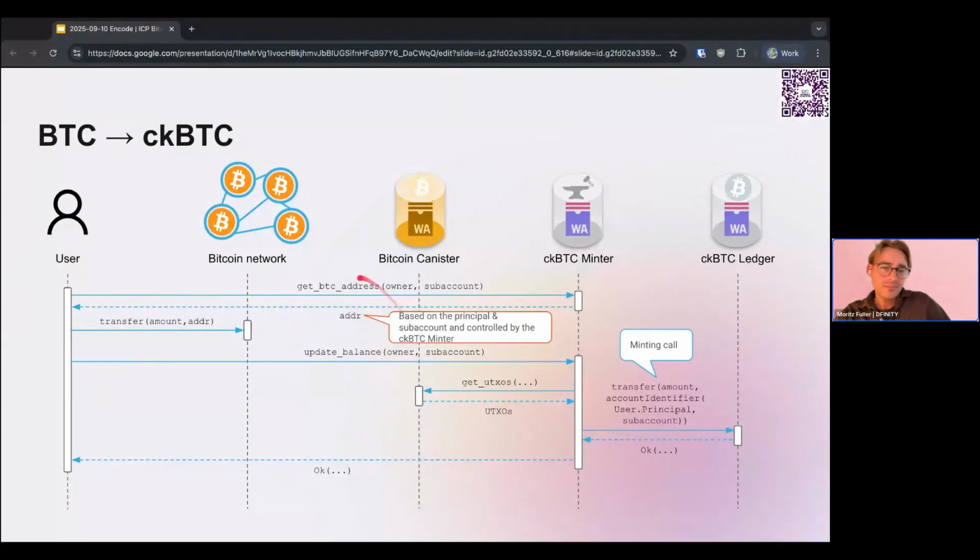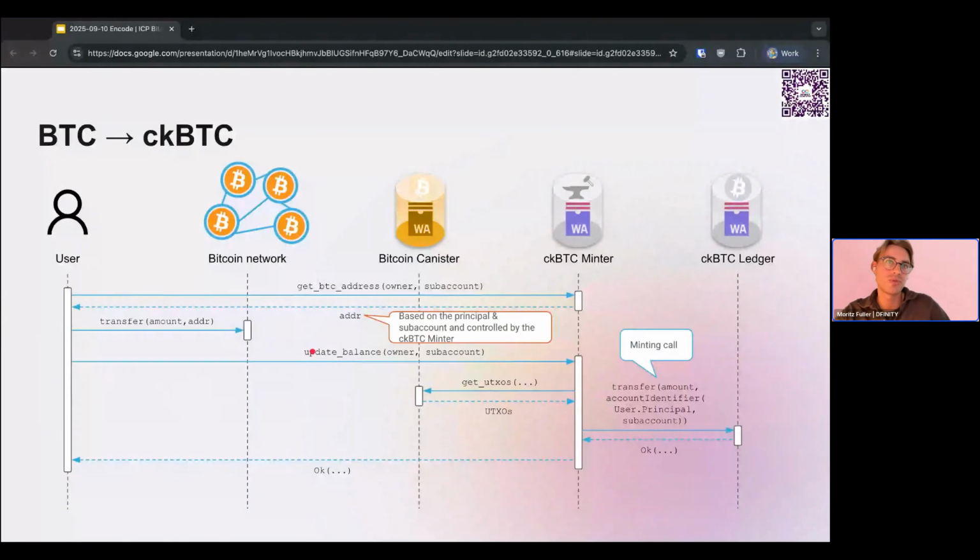And as soon as you have this deposit address, right, here you get the deposit address back, what you can do is transfer the desired amount of Bitcoin on the Bitcoin network to this address. Once that transaction is finalized, so after 6 confirmations, the next step is that you tell the ckBTC minter, hey, I sent you Bitcoin, give me ckBTC.